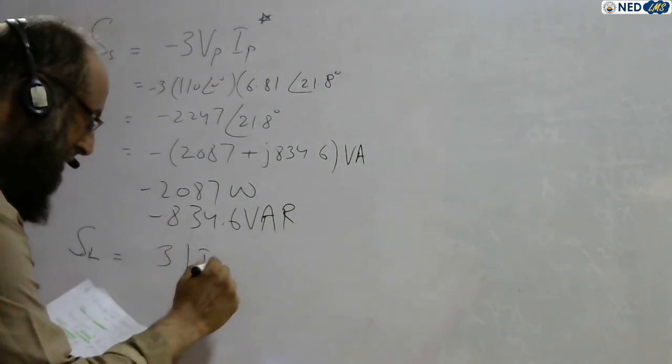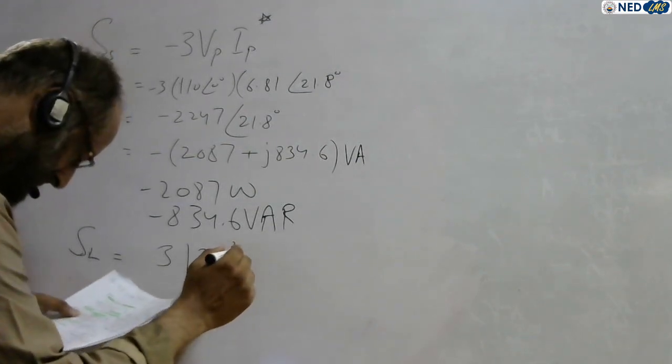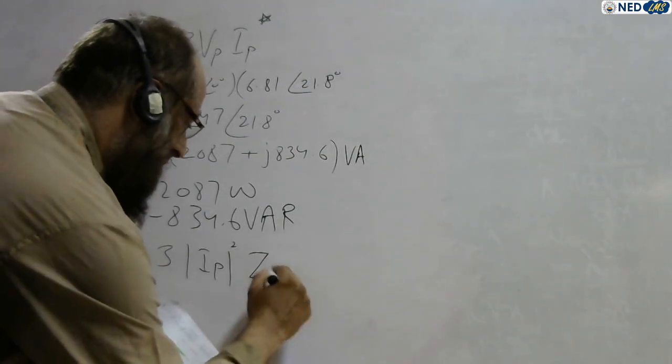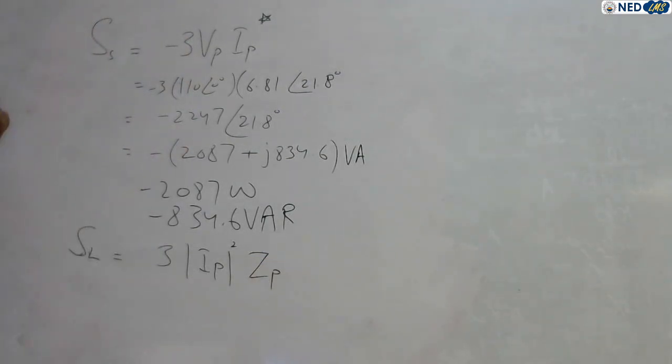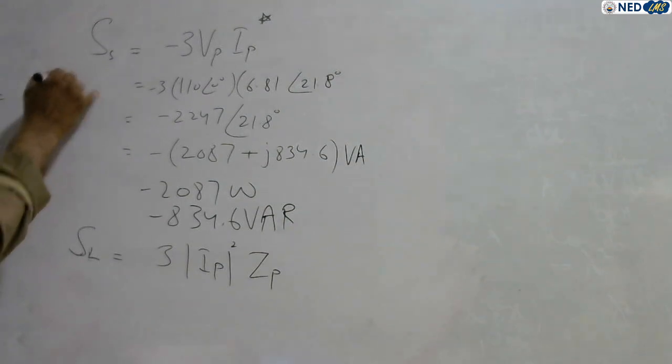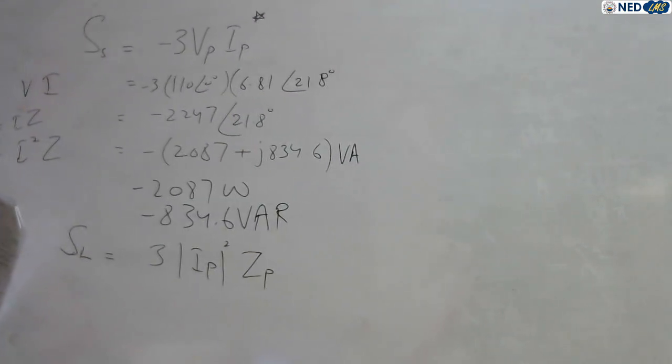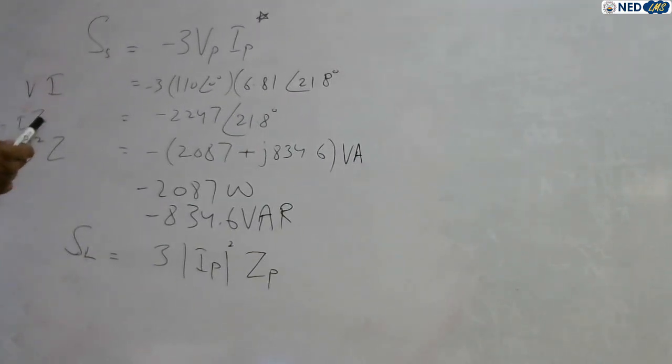the magnitude of the phase current squared, IP, times ZP. How? Because the complex power is VI. We know that complex power is nothing but the product of voltage and current, that is volt-amperes, and we know voltage equals current times impedance. So finally the power becomes I squared Z.